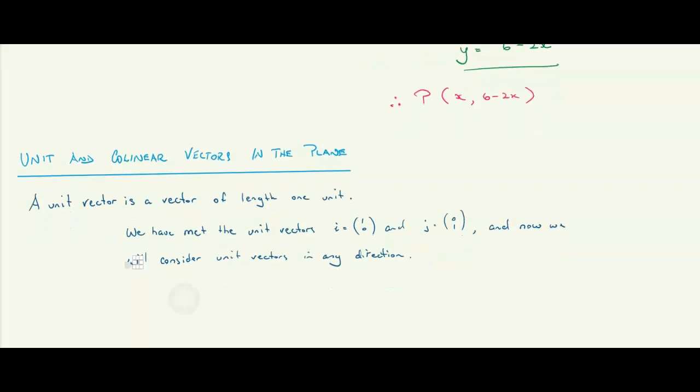So just a point here, we've met the unit vectors horizontally and vertically, those unit vectors i and j that we've used in order to be able to write our vectors as a linear combination of our horizontal and vertical unit vectors. And what we're now going to consider is unit vectors in any direction. Okay, so let's have a look at an example.